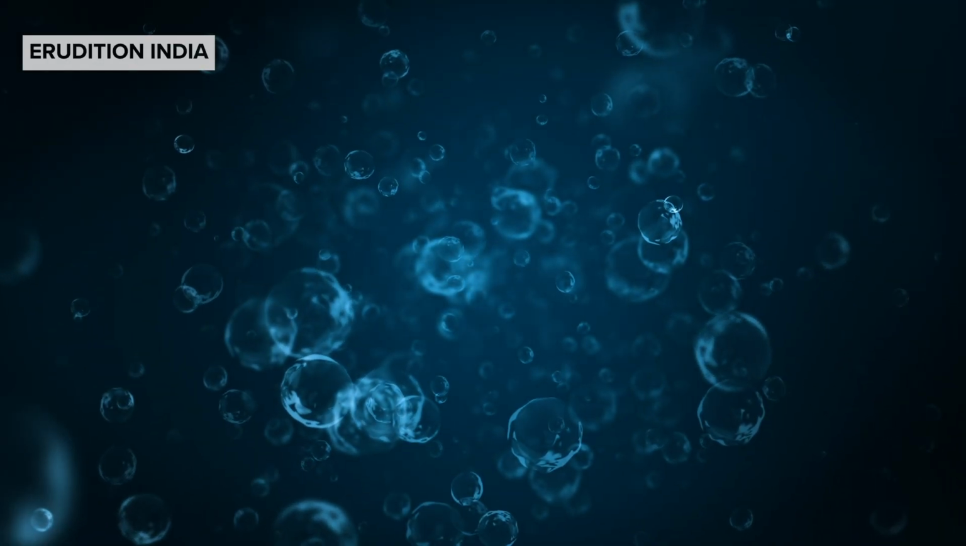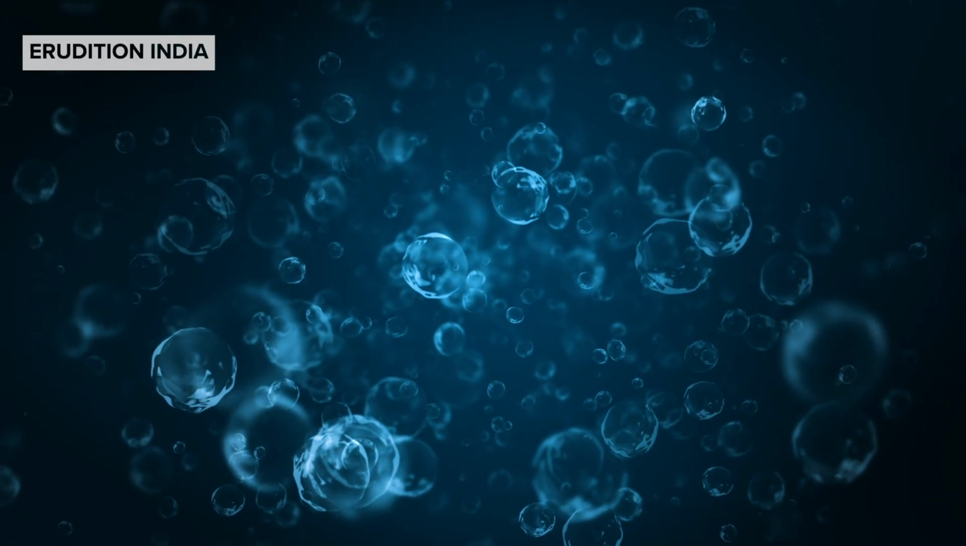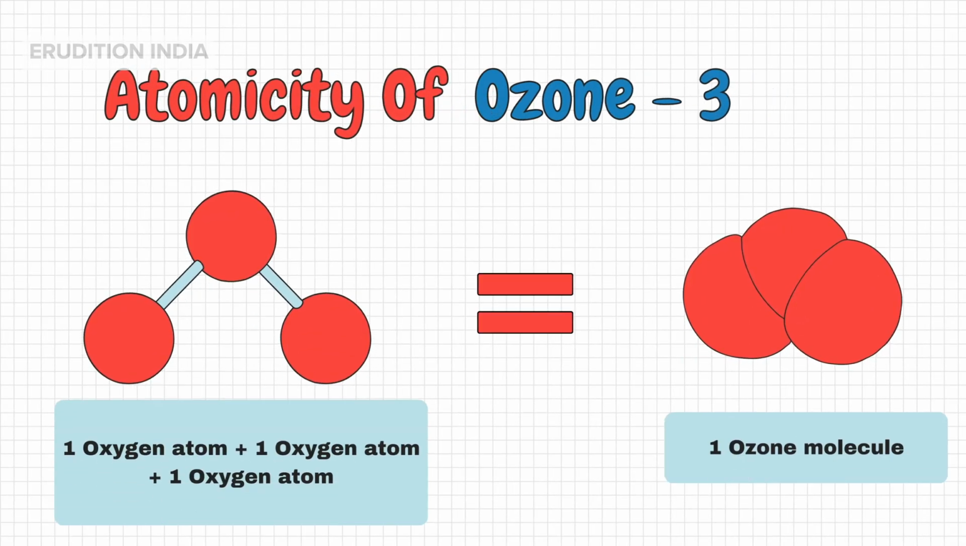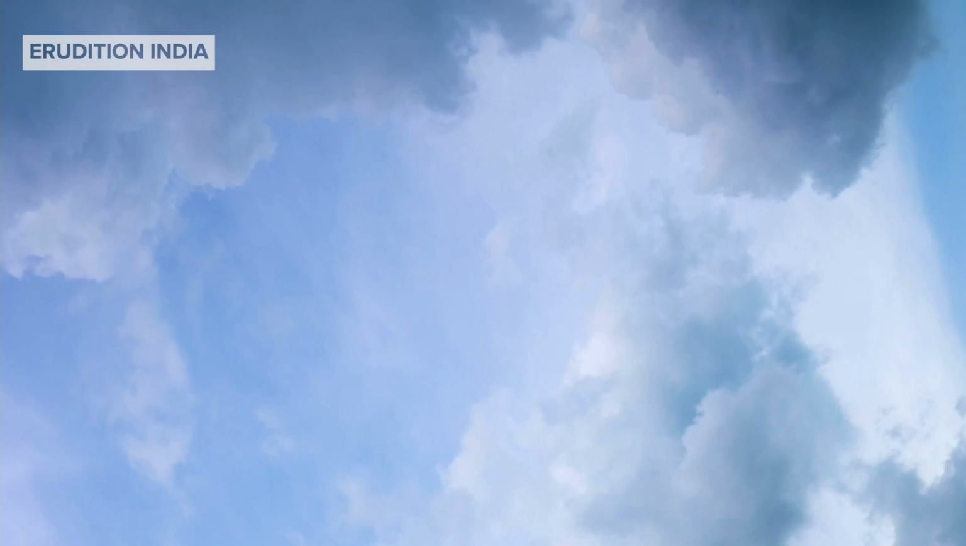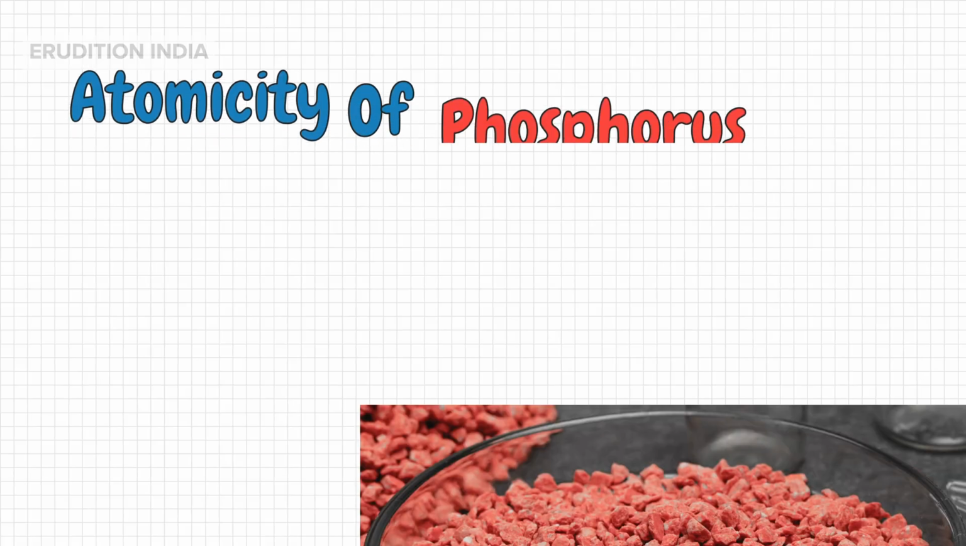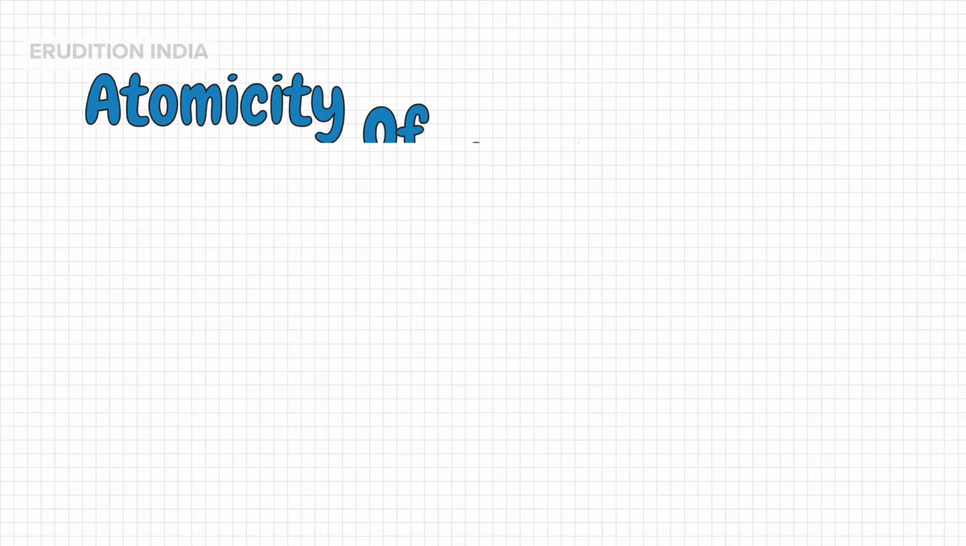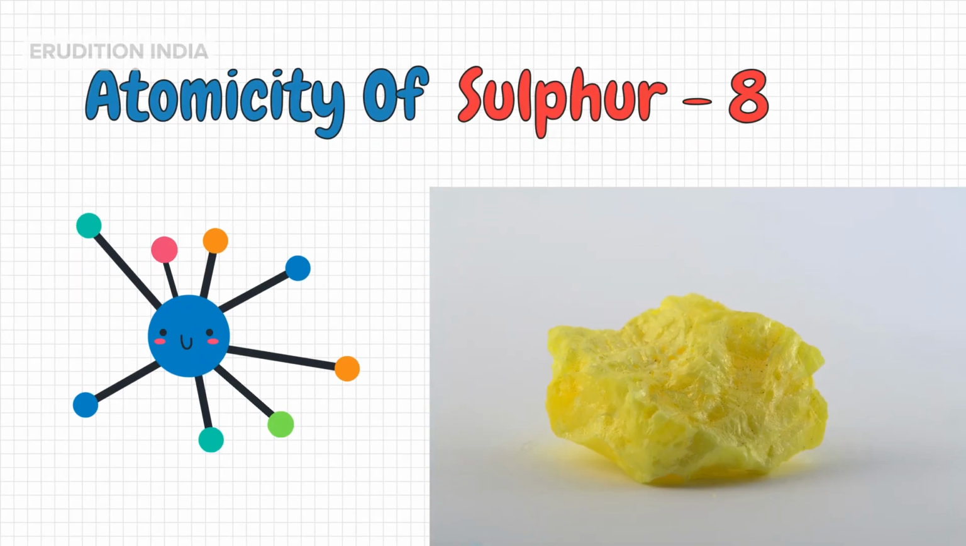The atomicity of oxygen is 2. It means that 2 individual oxygen atoms come together to make a molecule of oxygen. Similarly, the atomicity of ozone is 3, where 3 individual atoms of oxygen combine together to form one ozone molecule. Finally, the atomicity of phosphorus is 4, while that of sulfur is 8.